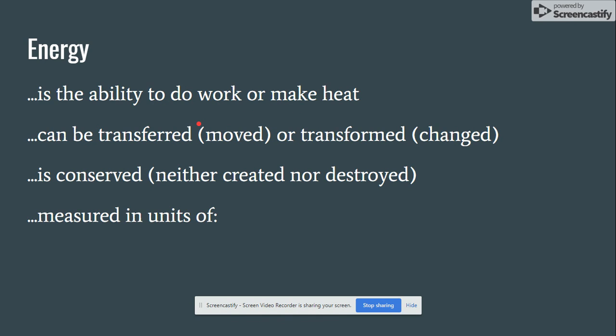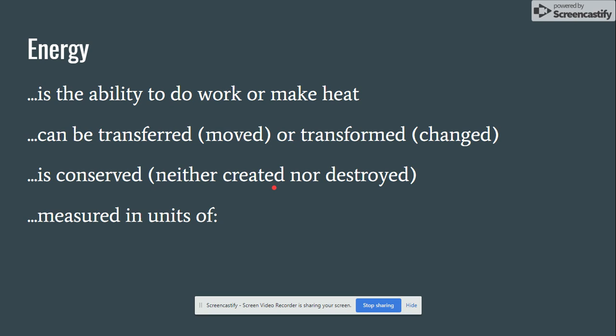Energy can be moved. It can be moved from object to object or substance to substance. It could be transferred. Or, as we've heard probably since like kindergarten, it can be transformed or changed into these different forms. And that kind of falls out of this law of conservation of energy. Energy is conserved, which means that it just gets to exist. It doesn't get created or destroyed.